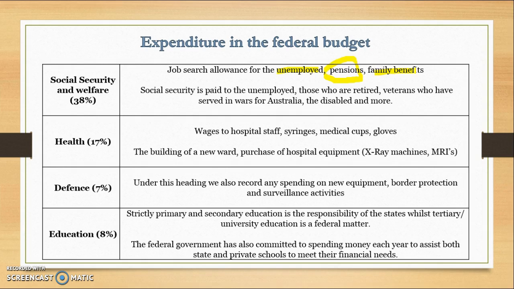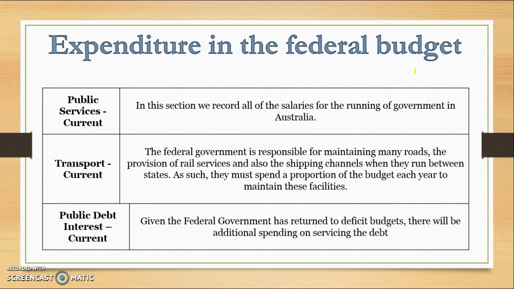Education, most of the education budget is actually provided by state governments. So primary and secondary education is actually the responsibility of the states, but the federal government commits money to tertiary education, so university studies, and they also help provide funds for state and private schools. So the federal government does provide some money towards education as well.